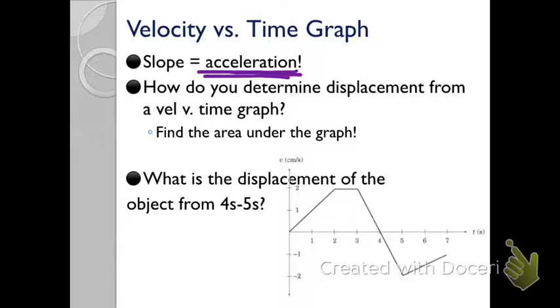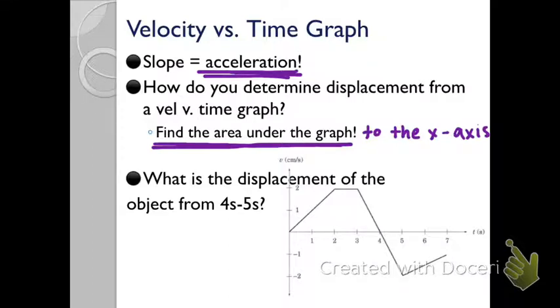Okay, how do we find the displacement from a velocity versus time graph? How do we find how far we've gone? This is how you do it. We find the area under the graph. We calculate the area under the graph to the x-axis. And that seems really arbitrary for you right now. That's okay. But when I say find the area under the graph, we're going to do this.